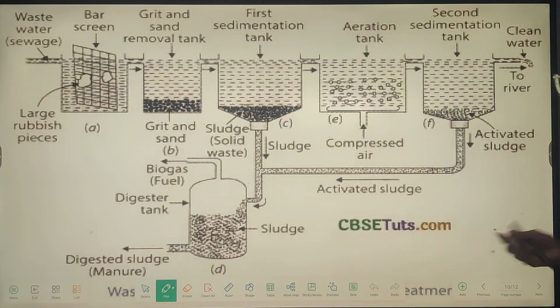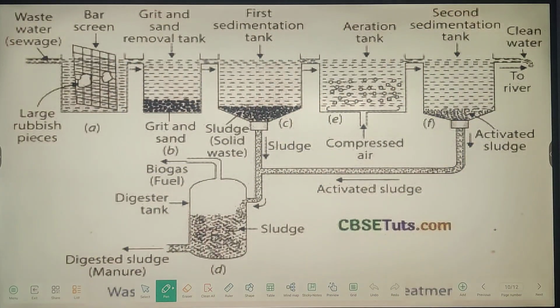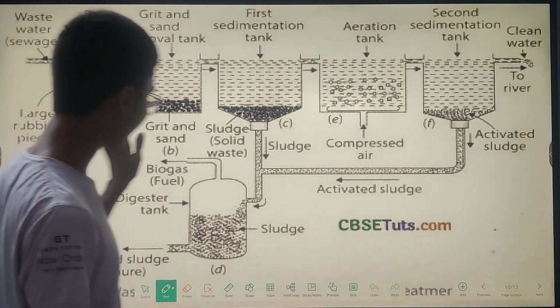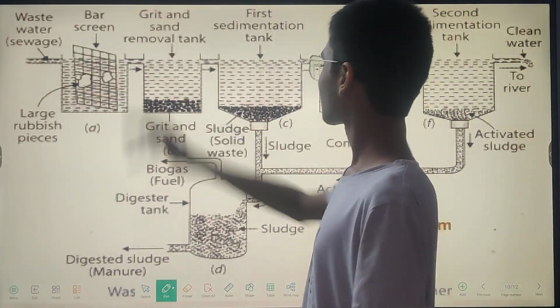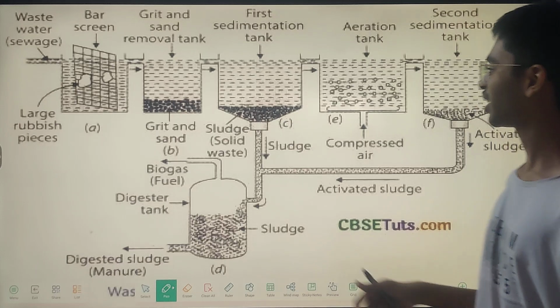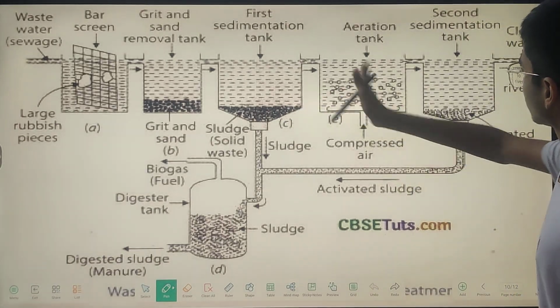See, this is also a very similar thing. Only you are going to have your screen, for large rubbish pieces. They have given here as large rubbish pieces. So large substances will be stuck over there. Then the grit removal tank is over here. Then the sedimentation tank is there. Then after that, here sludge is going to be added.